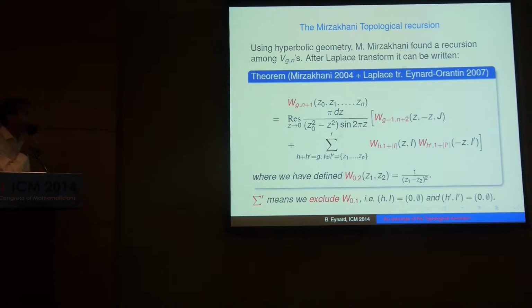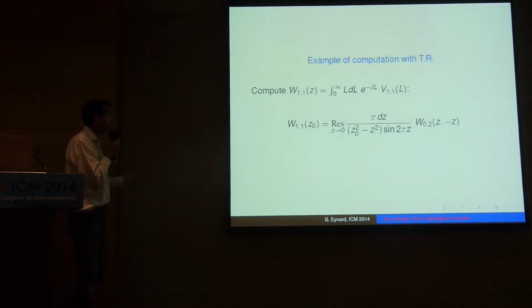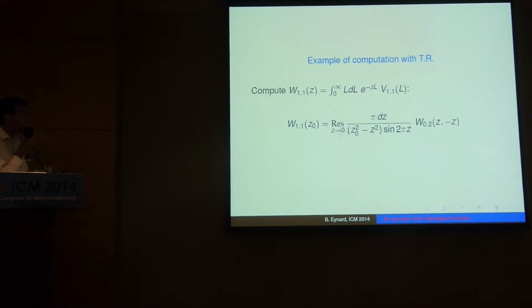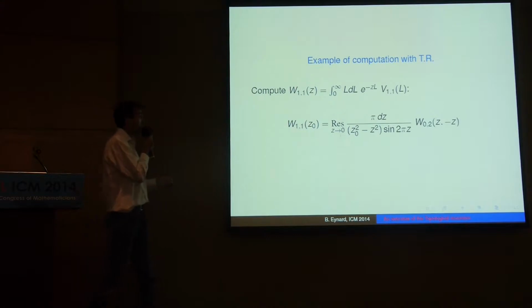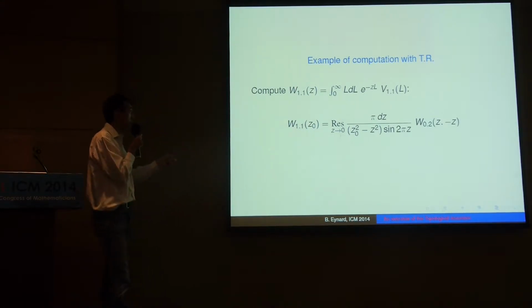Let me show you an example of computation with this recursion, just to show you that it's extremely simple to use. Let's compute the volume of M_{1,1}. So let's compute W_{1,1}, which is the Laplace transform of V_{1,1}. This is just the rewriting of the previous slide for M_{1,1}. If you choose g equals 1 and n equals 0, that's W_{1,1}, equals here you get a W_{0,2}, and here that sum is empty because of that constraint. You exclude all W_{0,1}, so that sum is empty in the case of M_{1,1}. So that's just the rewriting of the recursion.